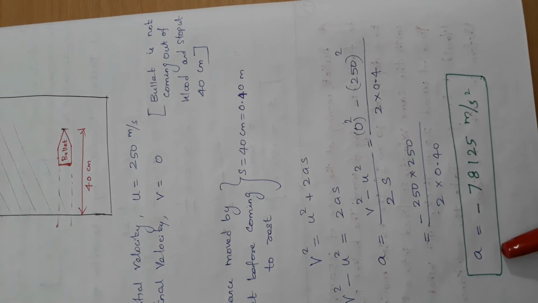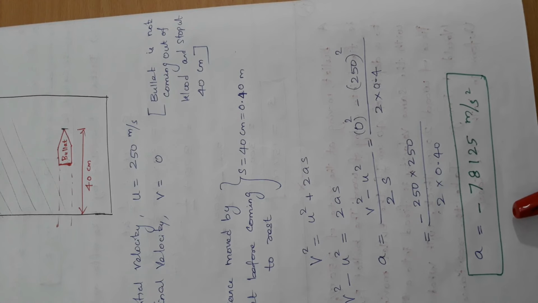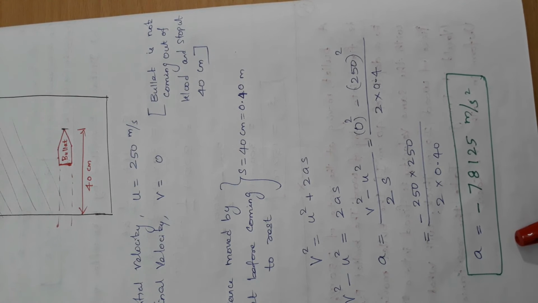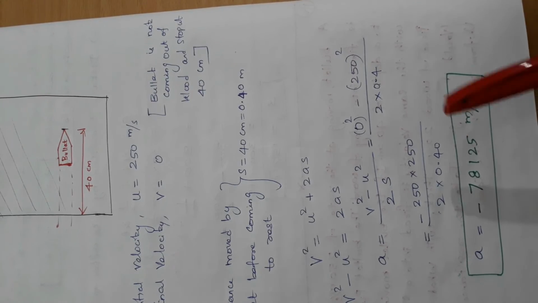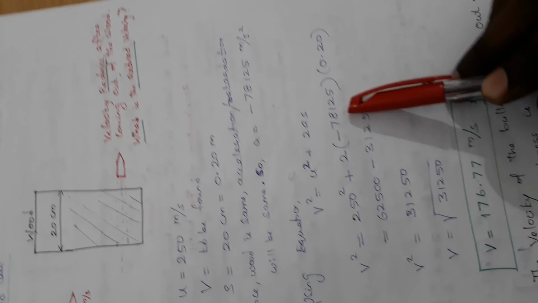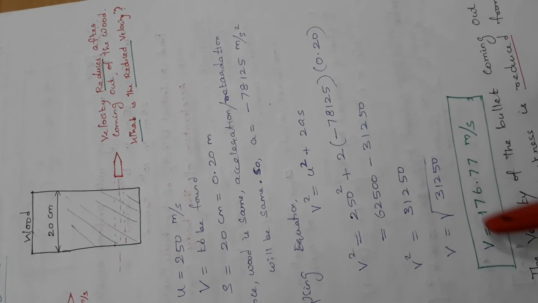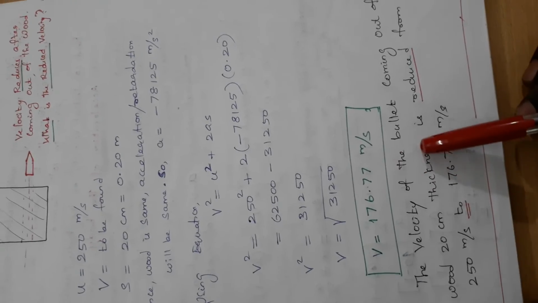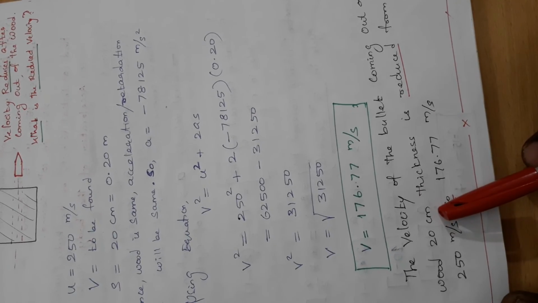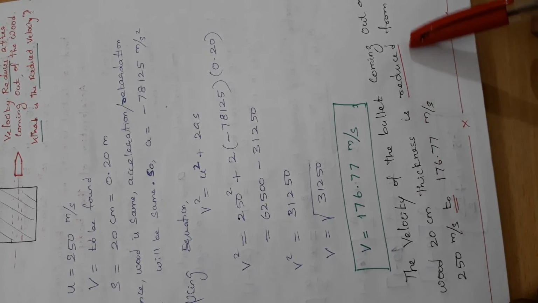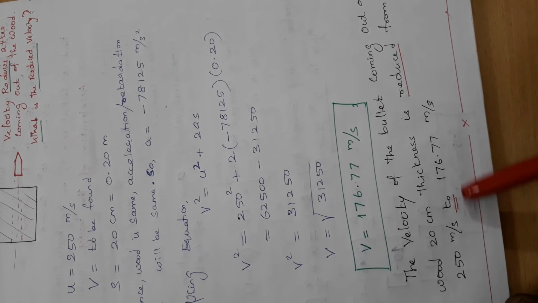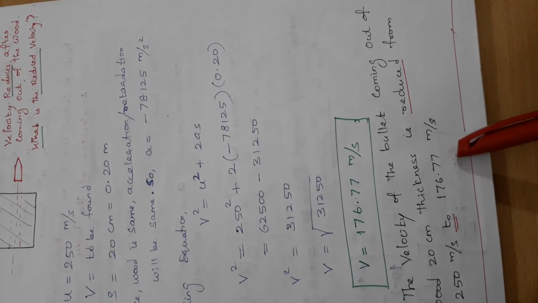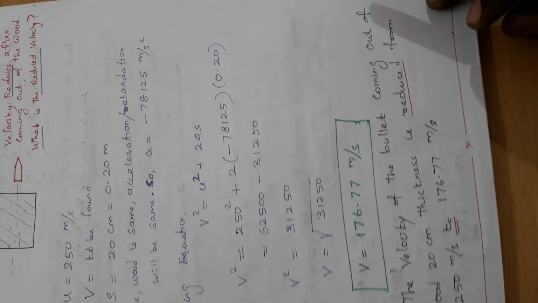Once it passes through the wood, naturally the acceleration becomes retardation. That's why it comes to rest. Now using this value we apply here, and finally we get the velocity is 176.77 meters per second. The velocity of the bullet coming out of the wood of 20 centimeter thickness is reduced from 250 meters per second to 176.77 meters per second.